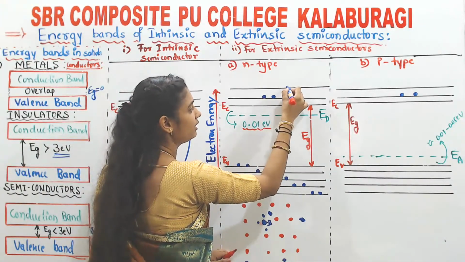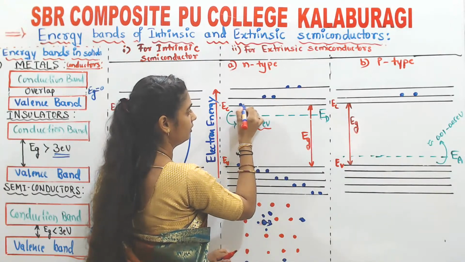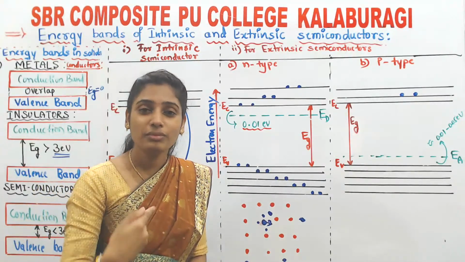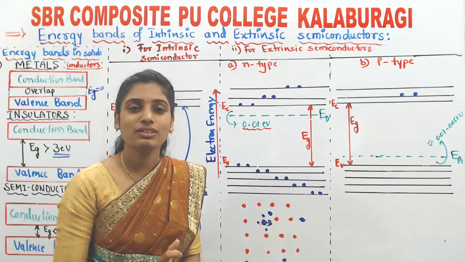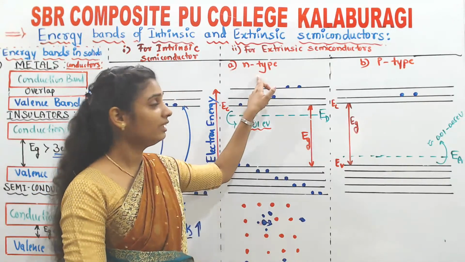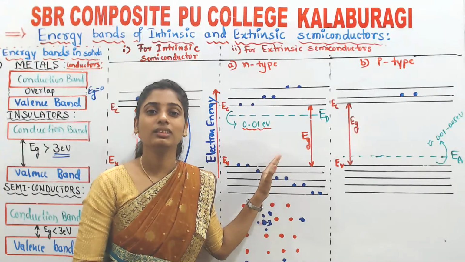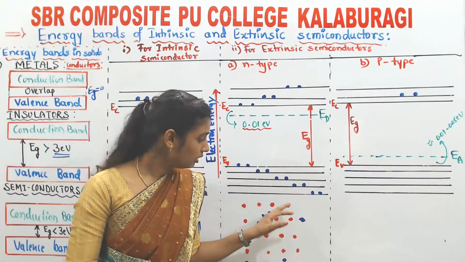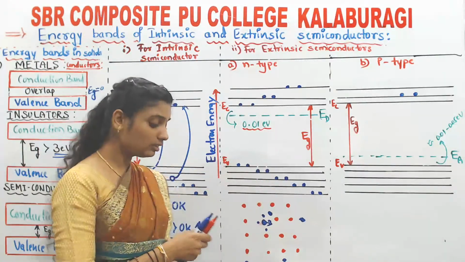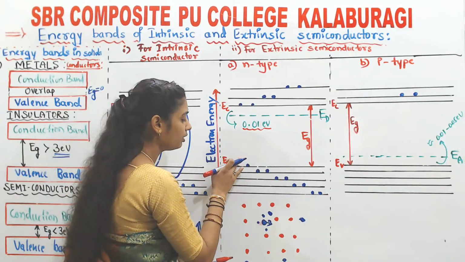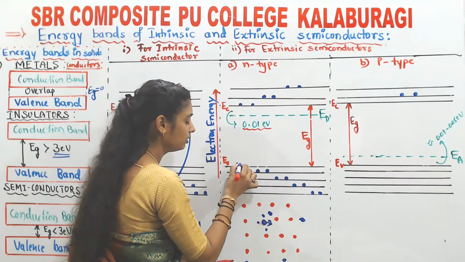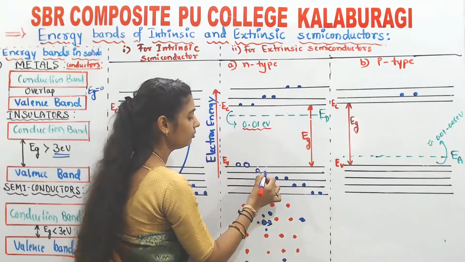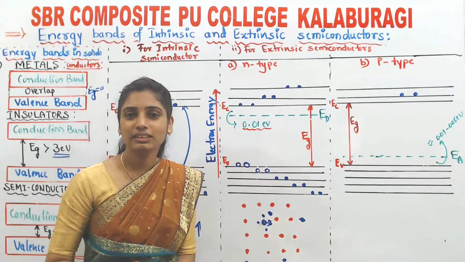As they jump to the conduction band, more electrons become available in the conduction band. So that's why in N-type semiconductors, the number of electrons available for conduction is more as compared to the holes. These electrons will be jumping to the conduction band if we are able to give enough thermal energy. And if they jump to the conduction band, holes will be created in the valence band.